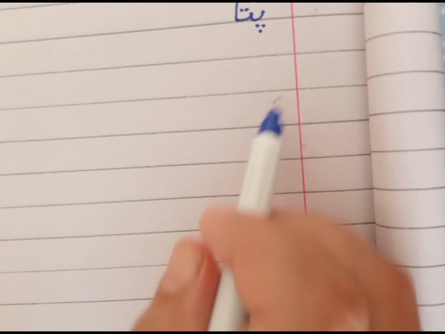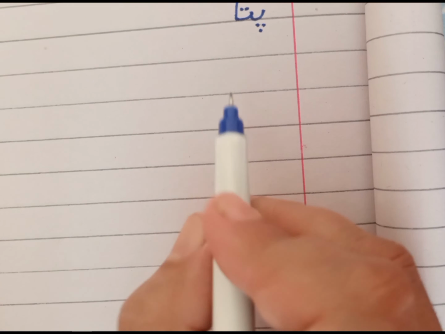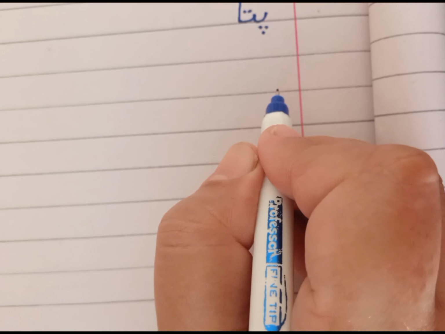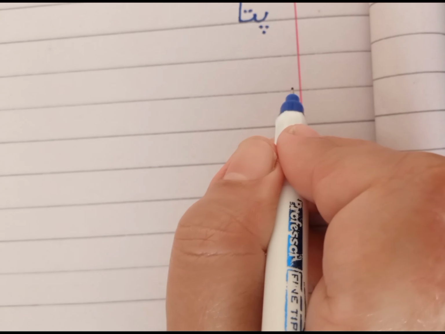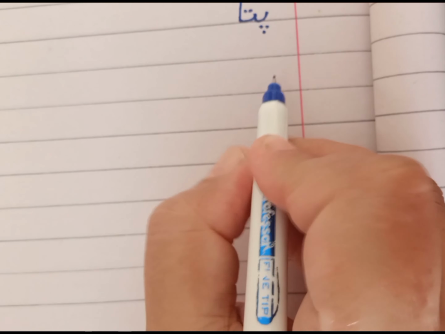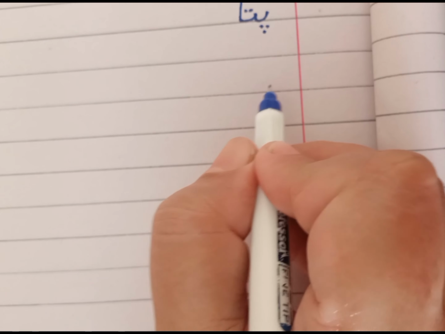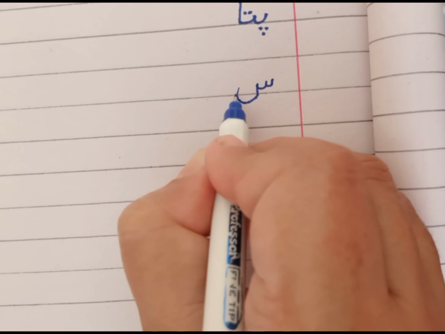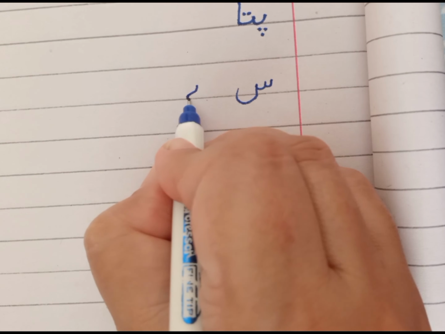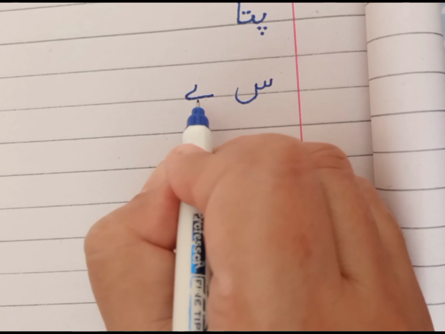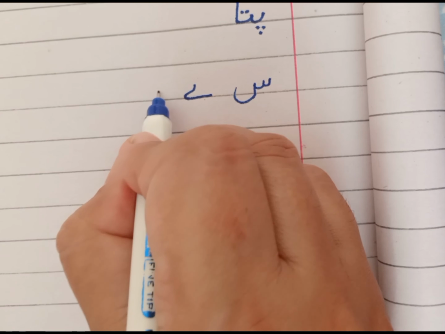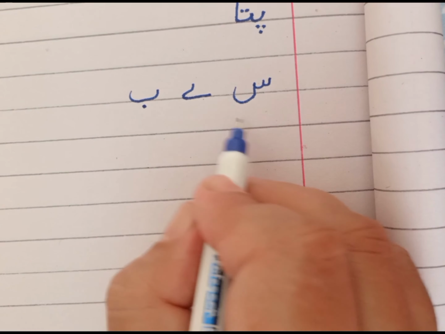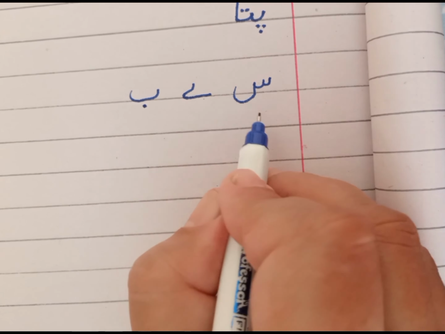Now see the example where the family of Be is the last letter of any word, how it is written if it is not in joint form and if it is in joint form. First see the example where the last letter of the family of Be is in joint form. Example is Seb. Seb means apple. Seen, Badi Ye, and then Be. Seb. Seb means apple.